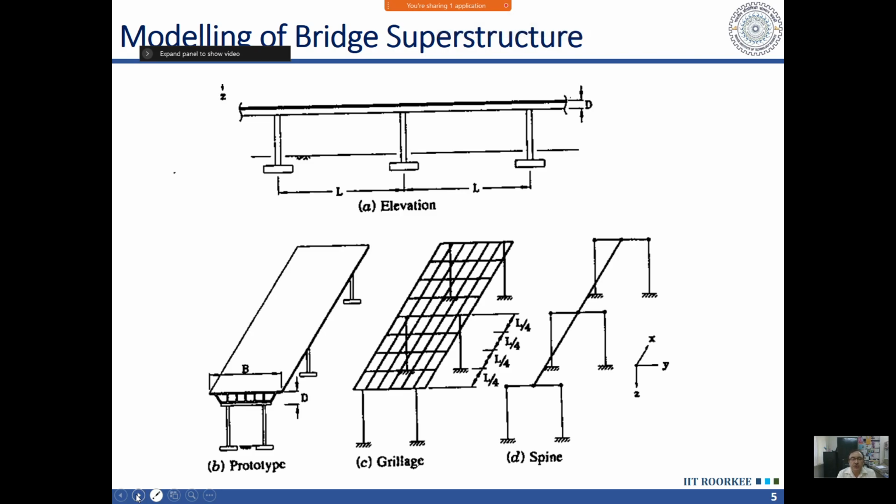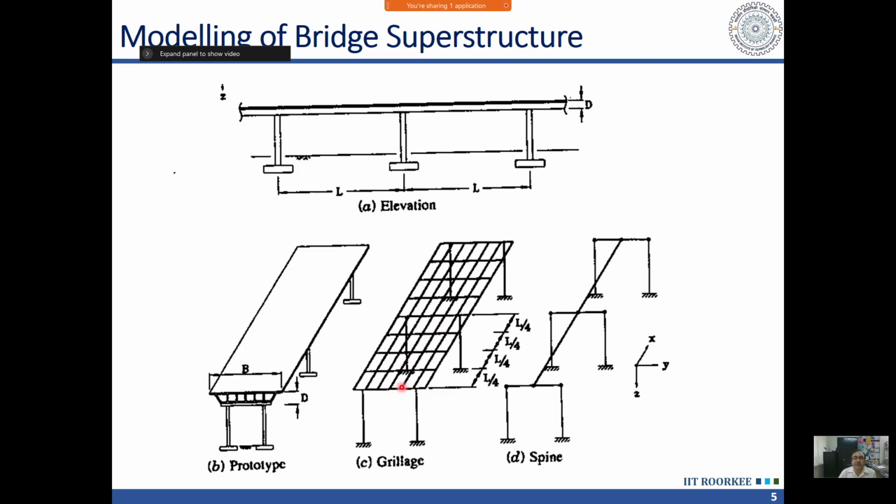The superstructure can be modeled using finite elements, so we can use shell elements. We can use a grillage, an approximation we are familiar with, where the deck slab, which is actually a plate element or rather a shell type of structure, is converted into an equivalent grid. That deck slab we divide into frame elements in both directions and model it as a grillage. So this is one acceptable model for the superstructure.